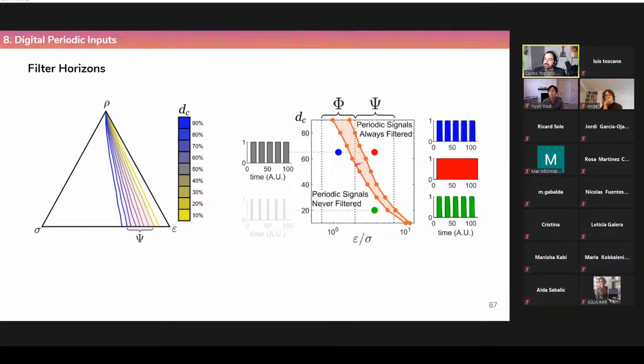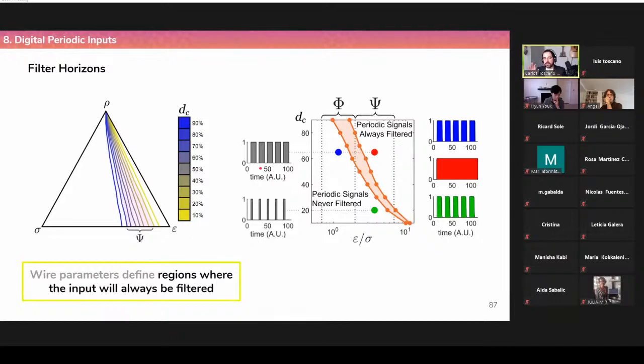Finally, we could change the ratio of emitters and sink, and now the blue one is the new scenario. In this case, this is placed in the digital region. And in the digital region, what happens is that you're not going to amplify, ideally, your duty cycle. So you can see that the blue output signal has more or less the same duty cycle as the input signal. So these parameters allow us to define regions where we can always filter our input signals.